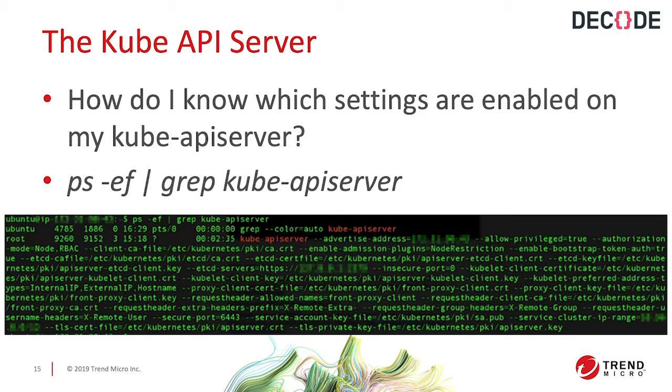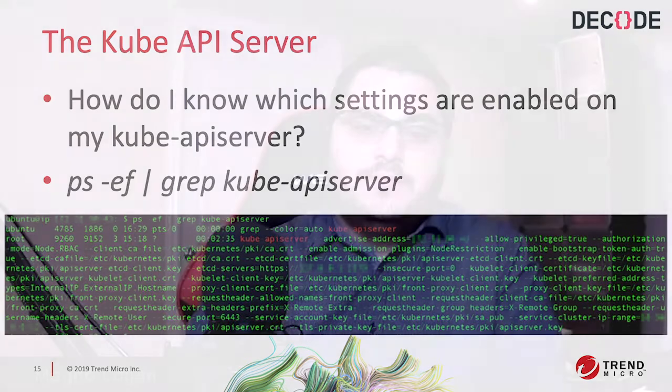So still talking about the API server, right? There are many settings that are enabled there once you start your cluster. How do you know which settings are enabled? You can issue this command here, ps -ef | grep kube-apiserver on your master node if you have access to it, and you're gonna see all the flags that are enabled on the Kube API server process, right?